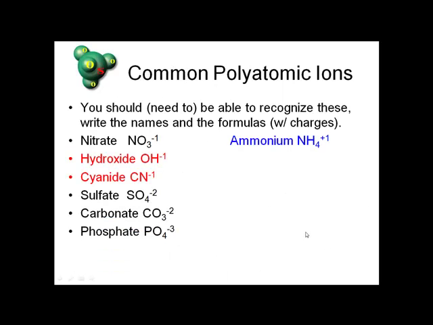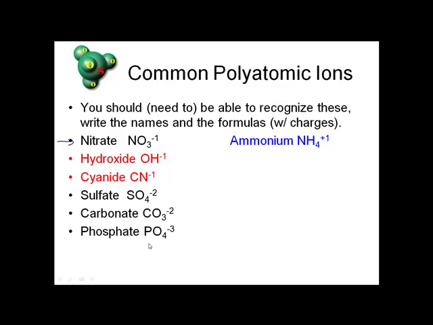All right, here's a list of common polyatomic ions that you need to memorize. The sooner you know these, the better off you're going to be. These are going to come up the rest of the year. There's no particularly easy pattern for these, because there's always an exception to the rule and that sort of thing. Here they are. Nitrate, NO3 with a -1. Hydroxide, OH with a -1. Cyanide, CN with a -1 charge. Sulfate, SO4 2-. Carbonate, CO3 2-.